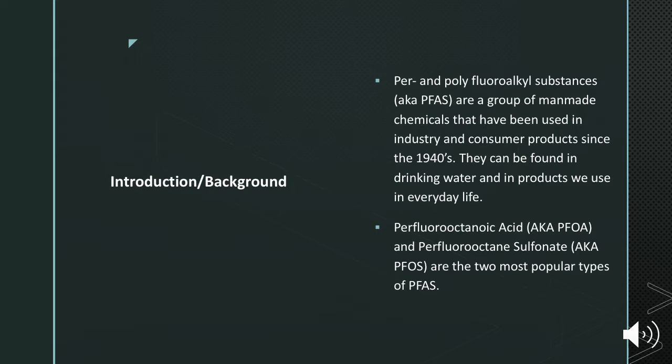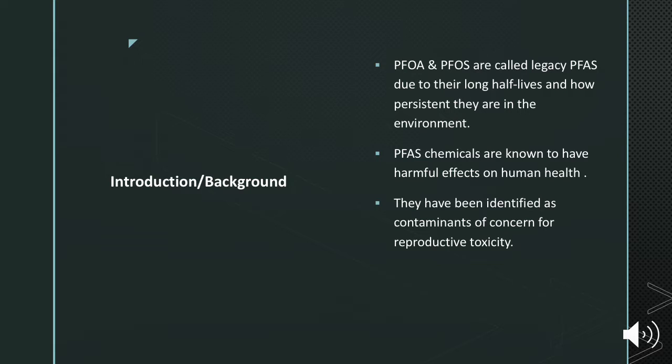Perfluorooctanoic acid, aka PFOA, and perfluorooctane sulfonate, aka PFOS, are the two most popular types of PFAS. PFOA and PFOS are called legacy PFAS due to their long half-lives and how persistent they are in the environment. PFAS chemicals are known to have harmful effects on human health, and they have been identified as contaminants of concern for reproductive toxicity. For example, in women, it can target the ovary and alter the normal function of reproduction by changing hormone secretion and menstrual cycles. And in men, it can lower testosterone levels and have a negative effect on semen quality.